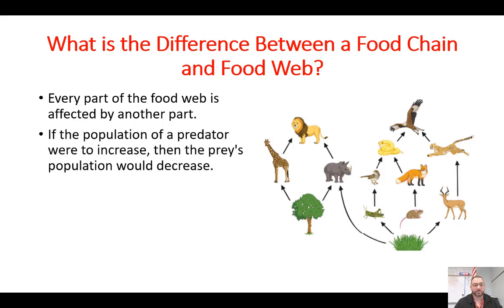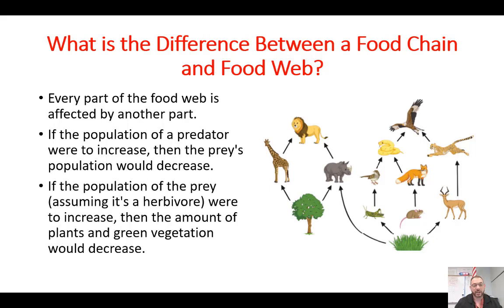If the population of the predator were to increase, then the prey's population would decrease. If the population of the prey, assuming it's a herbivore, were to increase, then the amount of plants and green vegetation would also decrease.